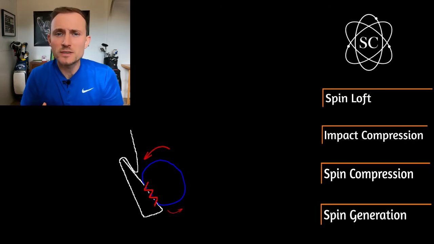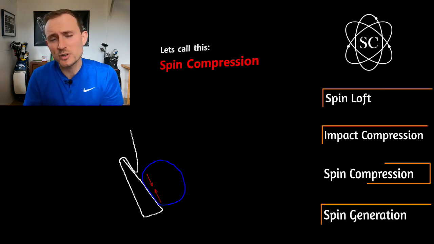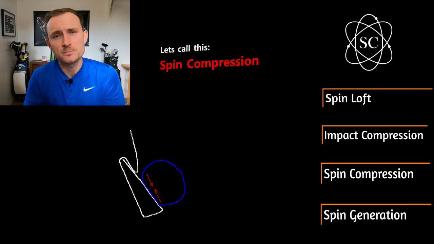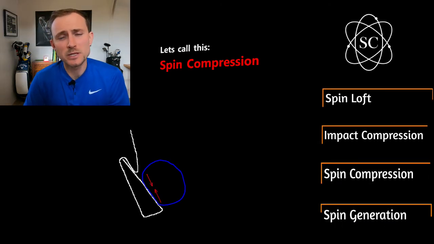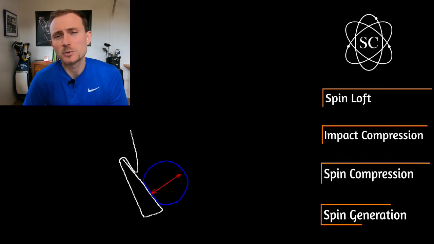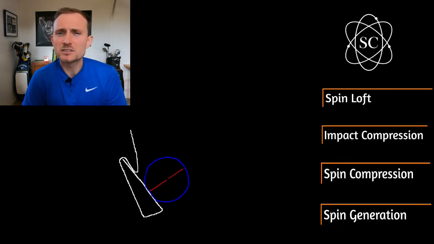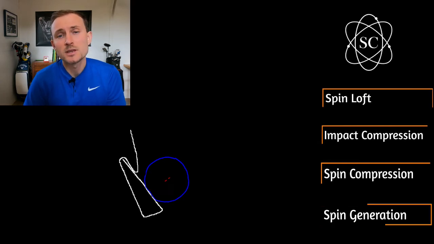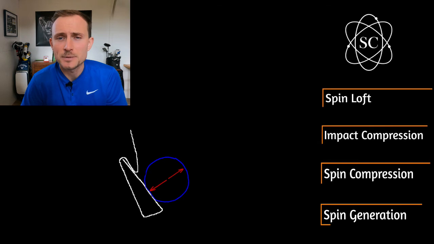Now what this results in is compression at the back part of the ball, which again stores energy. And this stored energy is used to develop spin later on. So this stored energy builds throughout the initial contact with the club face. Now at some point, the stored energy from the impact compression that we discussed earlier on begins to release, generating ball speed. Now as it does this, it loses the grip between the ball and the club face. This means the ball begins to slip.